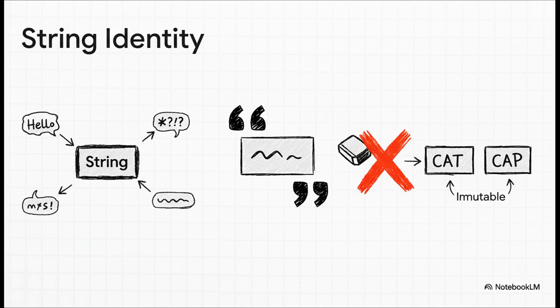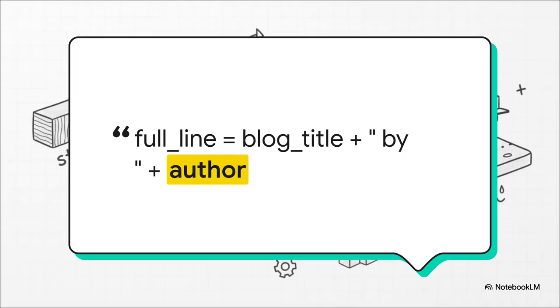Oh, and here's a cool little detail. Strings are what we call immutable. That just means you can't change a string once it's made. You have to create a whole new one to replace it. This is exactly what happened with our 5 plus 5 puzzle. The computer saw two text blocks, and the plus sign for text means stick these together. That's it. It's a process called concatenation. It's the same logic we see here. You take a blog title, you add by, you add a name, and you get a complete sentence.